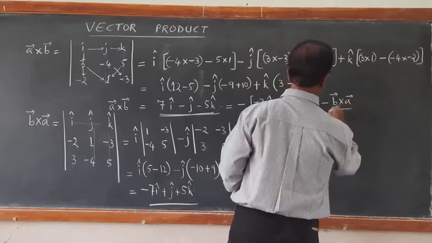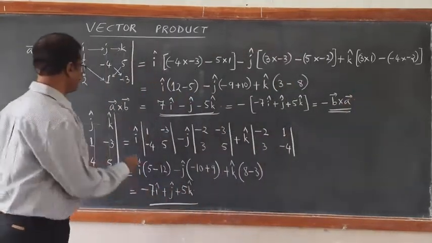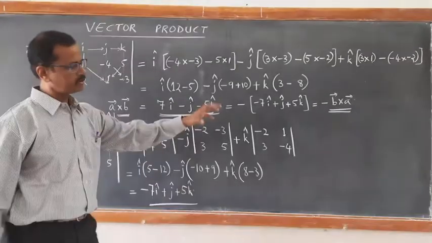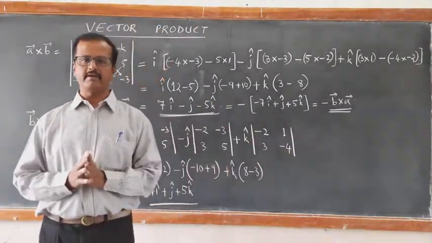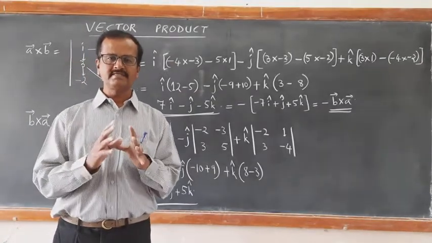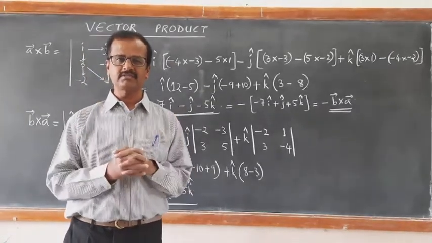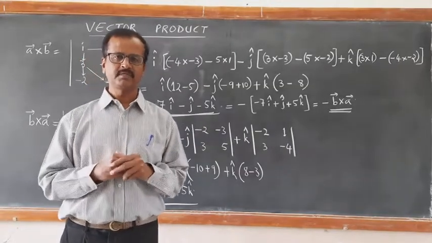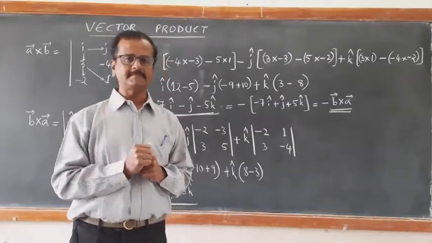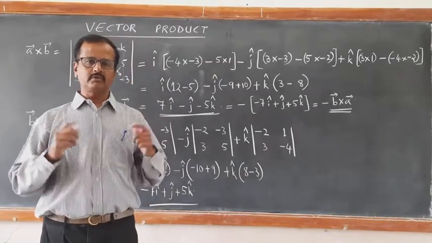So with the help of the determinant method, we have found A cross B, and not only that, we have found B cross A and proved that A cross B is not equal to B cross A. Rather, A cross B is equal to minus of B cross A, because the resulting vector is exactly in the opposite direction. Same magnitude but in the opposite direction. Okay. Now let us solve one more problem.